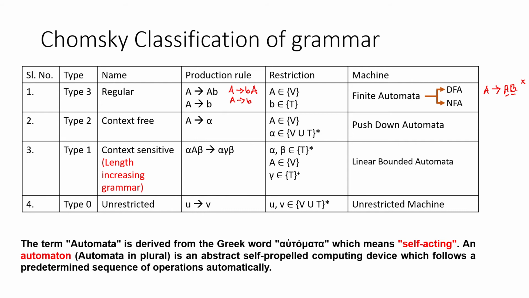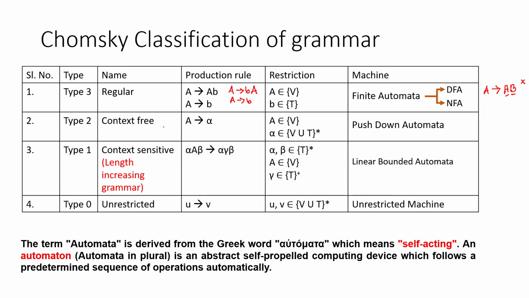Okay. And now naturally, let's proceed with the other languages. The second one, the type 2, is what we call context free language. And what does it mean? We will realize it soon.